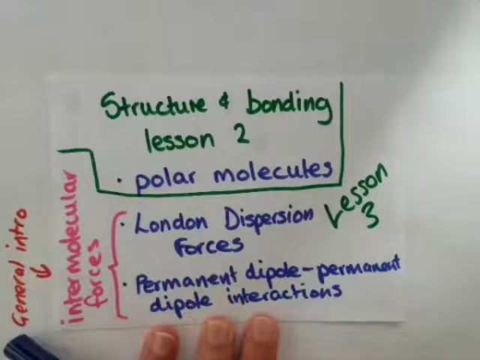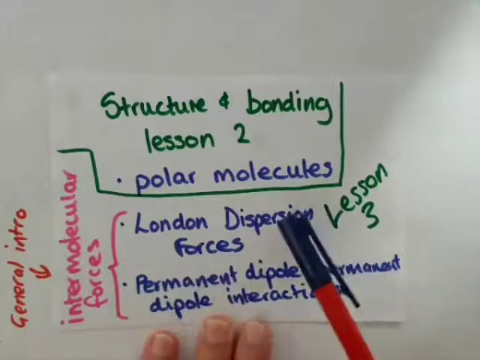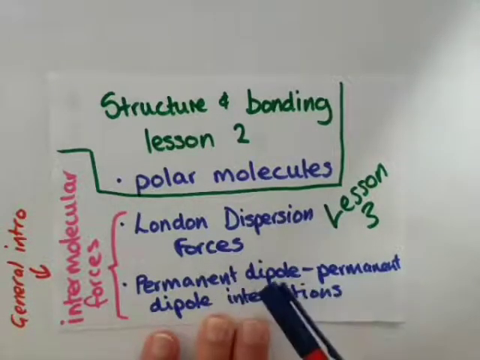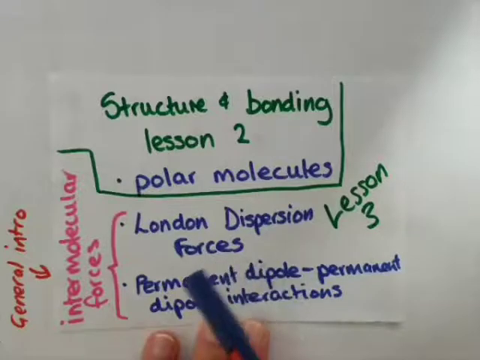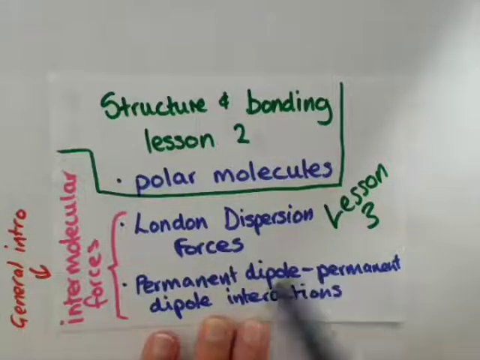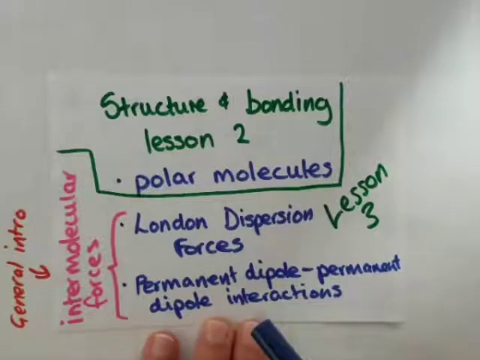We're going to start with a general introduction, then we're going to look at London dispersion forces and permanent dipole interactions. It's a bit of a mouthful, but it is what it is. And then after that, in lesson 4, we're going to look at the third type of intermolecular force that you need to know about, which is hydrogen bonding.